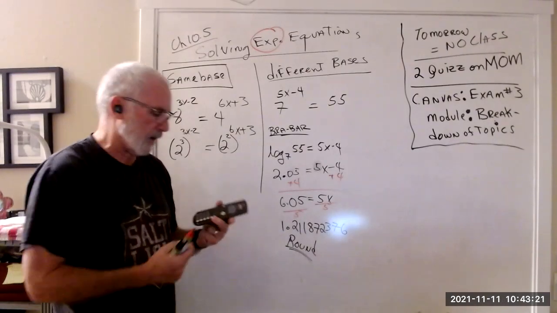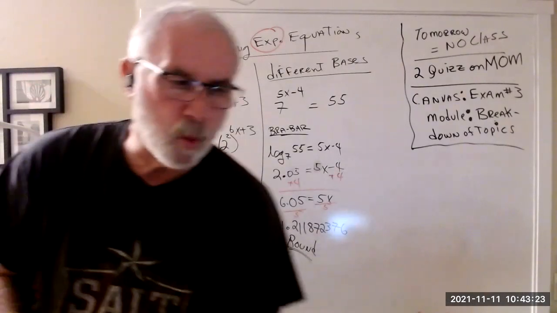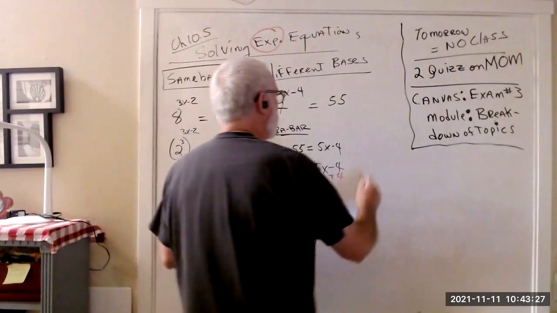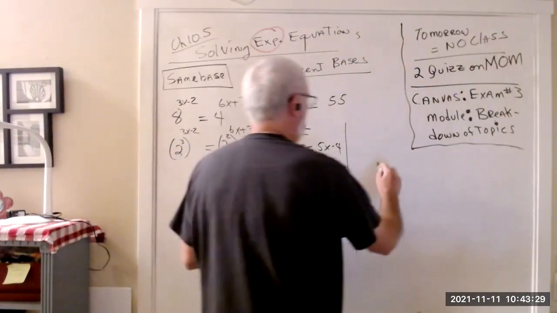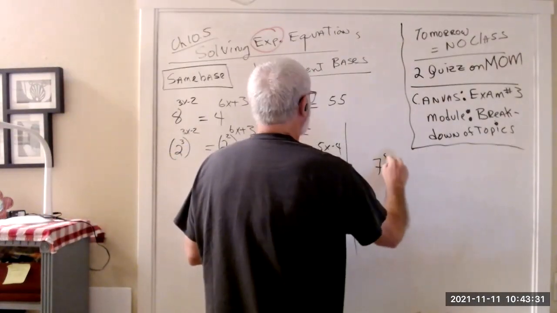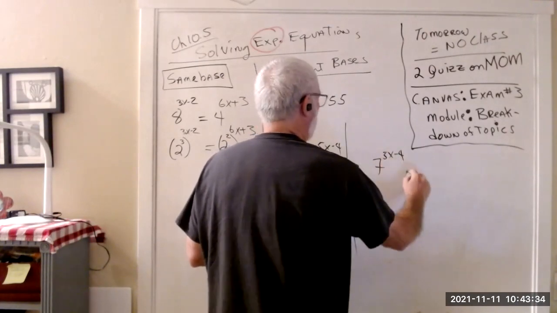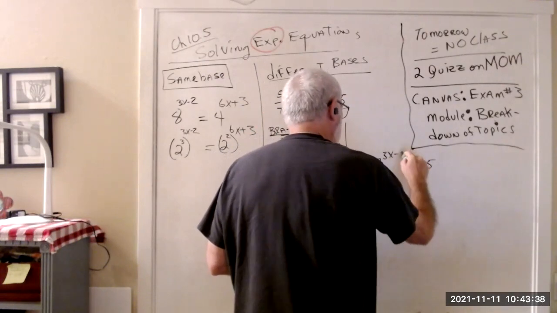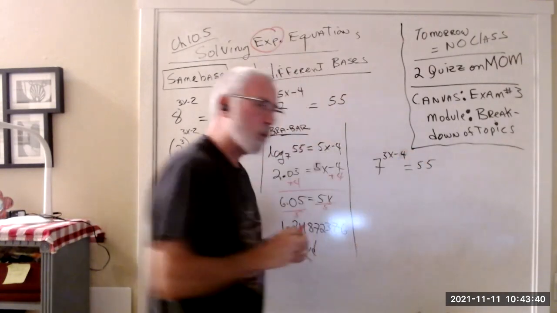All right. That was one method for doing this. The other method, same problem, 7 to the 5x minus 4 equals 55, is probably more common.